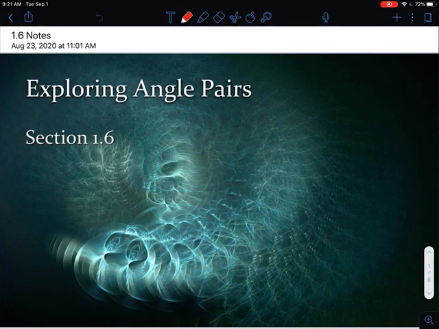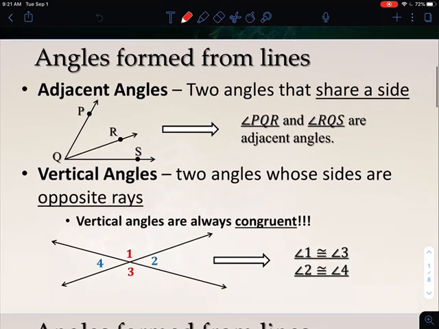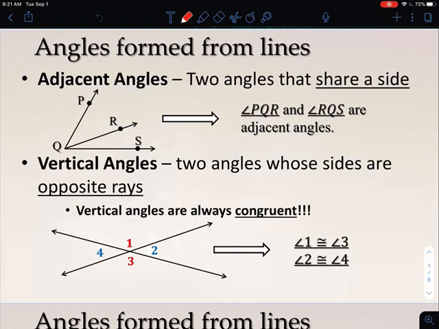We'll talk about any special characteristics associated with those particular angle pairs, and then talk about some examples and things that you might run into as far as how to identify or work with those types of pairs. So the first thing we're going to talk about are the different types.